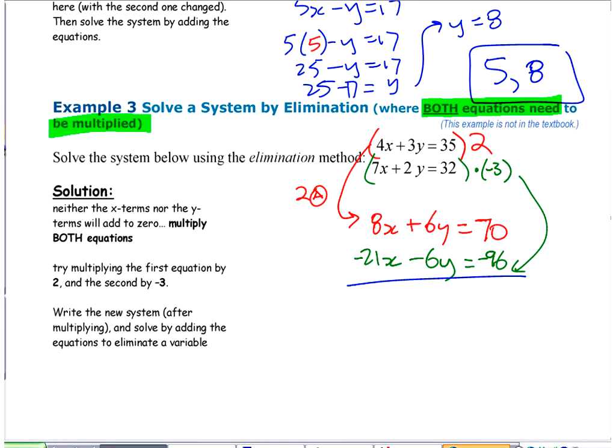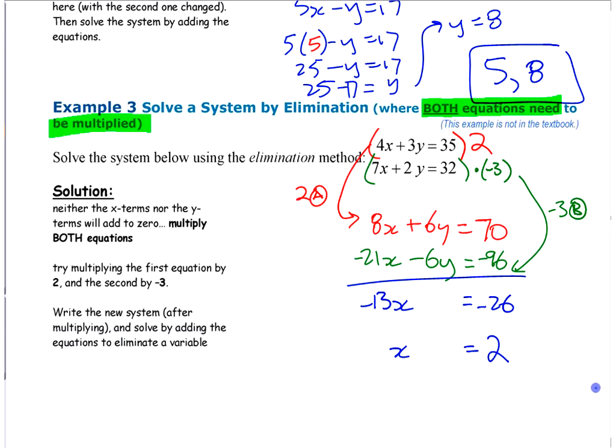Okay, so the key is multiplying there, right? The first one, 2 times a, and this is -3 times b, the second equation. If I add it now, what do I get? Remember, if each of those are balanced, then when you add them, they'll still be balanced. This is going to be giving me -26. What does this give me? -13x equals -26. If I divide that by -13, I get +2.